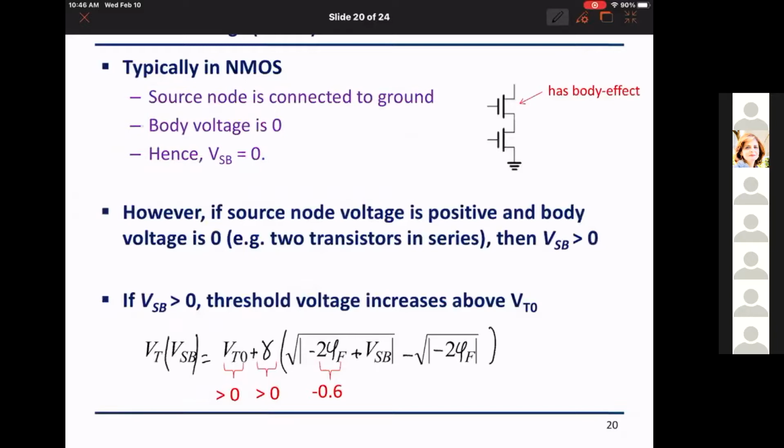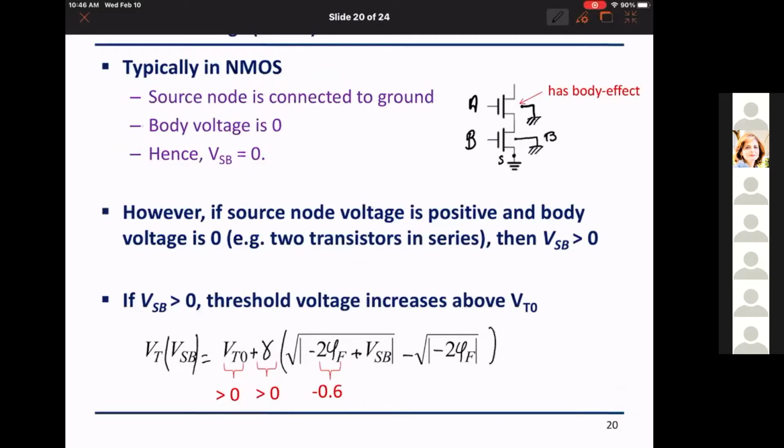So why would the body effect kick in? We looked at the NAND gate. In the NAND gate, we saw that I can have two stacked transistors, right? This is A and this is B. Now, if the body is grounded and this node is grounded, the lower transistor B has the source and the body at ground, so it has no body effect, right?